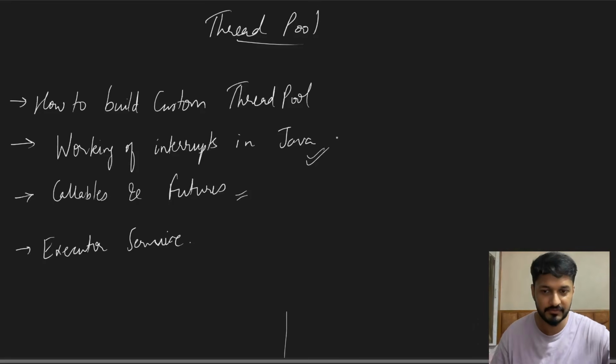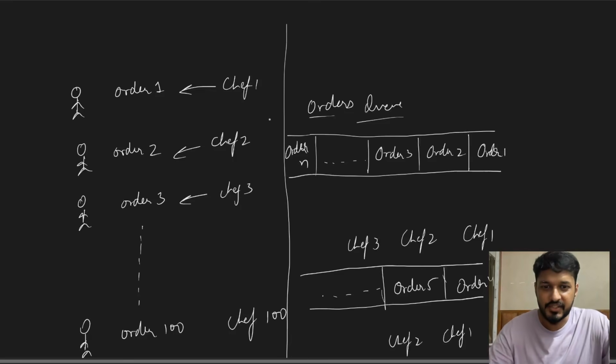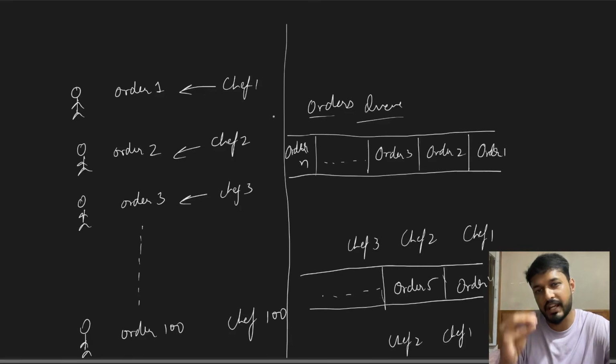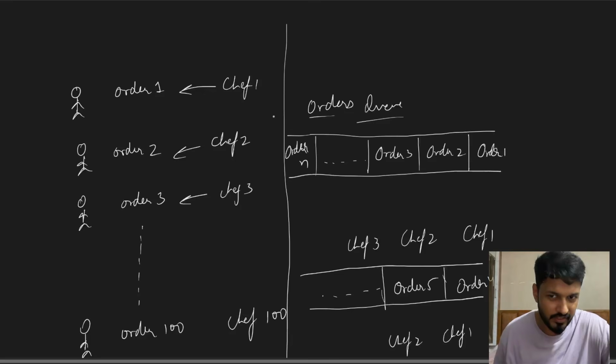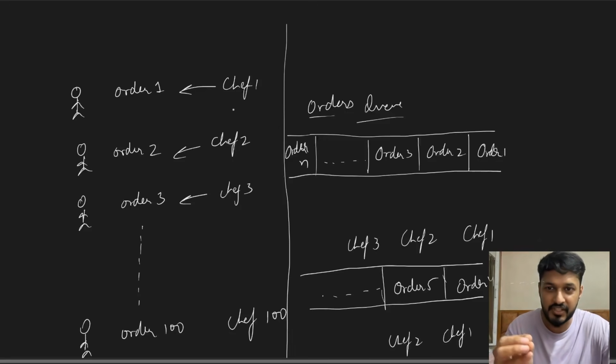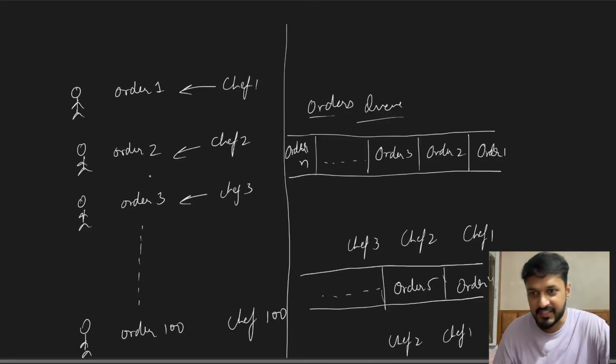So imagine you run a restaurant with hundreds of tables, and every time a customer comes in and places an order, you hire a brand new chef just for that order. This sounds crazy, right? So an order comes, you hire a chef and you give that chef that particular order to create. Then second order comes, second chef, third order, third chef, and so on, for 100 orders, 100 chefs, right? So instead of this, what should you do?